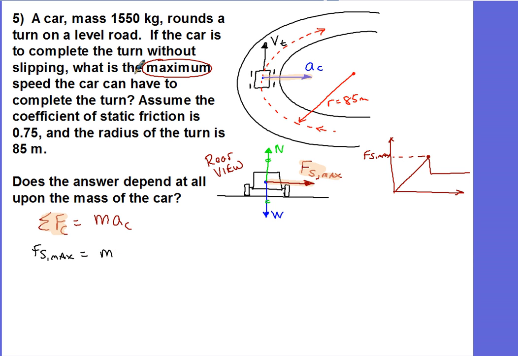I'm looking for the speed, so let's use this version for the acceleration. Now I'm looking at my equation sheet and I see that the static frictional force, Fs max, is defined as mu sub s times the normal force. Well, in this case here, let's go ahead and write that, mu sub s times n.